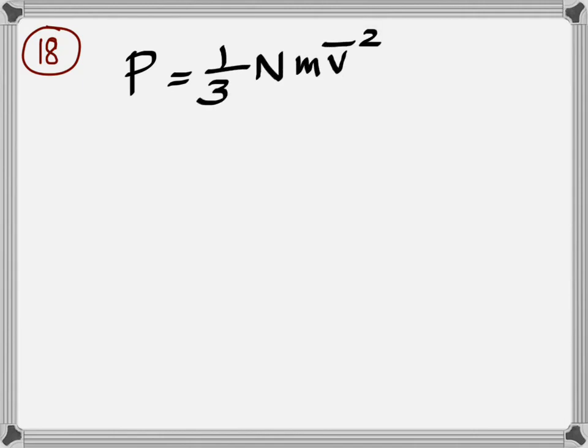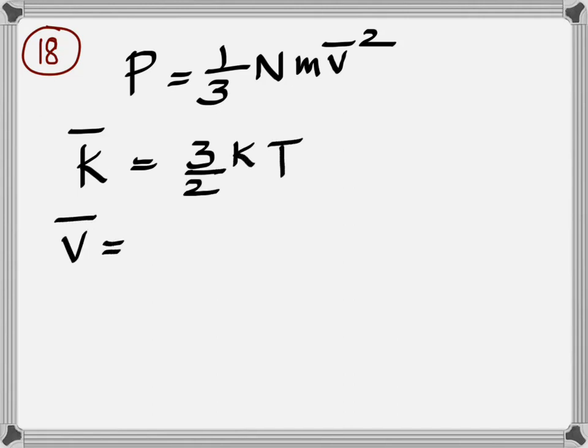Chapter 17, finished. 18. Pressure exerted by a gas is given by 1/3 N m v bar squared. What is the N there? The N there is the total number of molecules. m is the mass of one molecule. And v bar is root mean squared velocity.